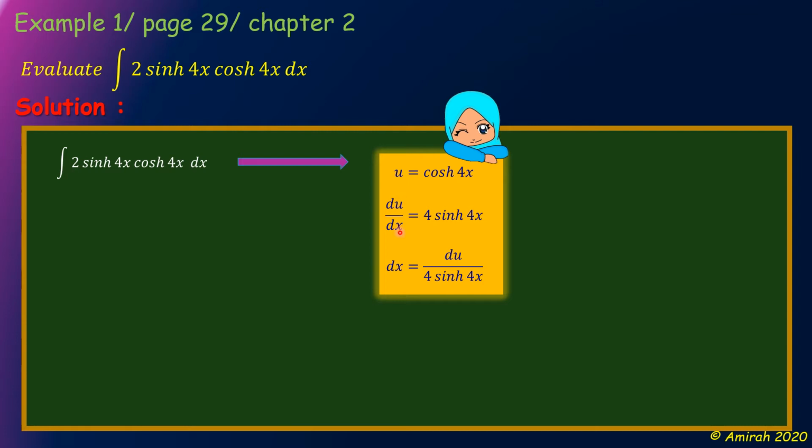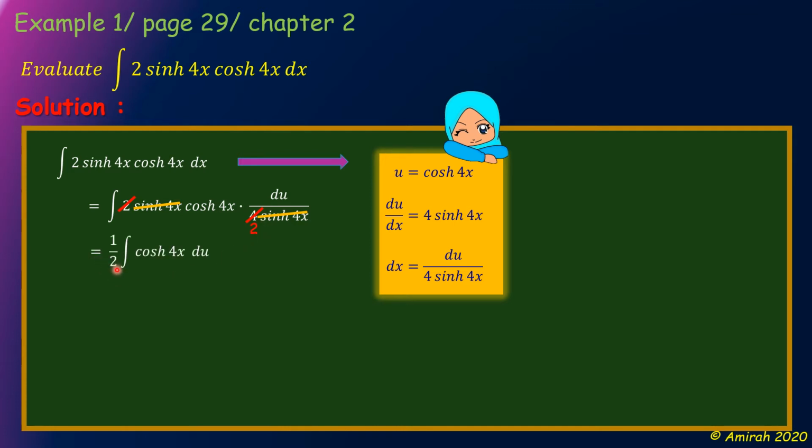So after we differentiate, we have du over dx equals 4 sinh 4x. And then we can write dx as the subject. So we have dx equals du over 4 sinh 4x. And after that, we can replace dx by du over 4 sinh 4x. And then we can simplify the same terms. We have sinh 4x and then sinh 4x from the denominator. So we can simplify, and we can simplify constant 2 and constant 4 here.